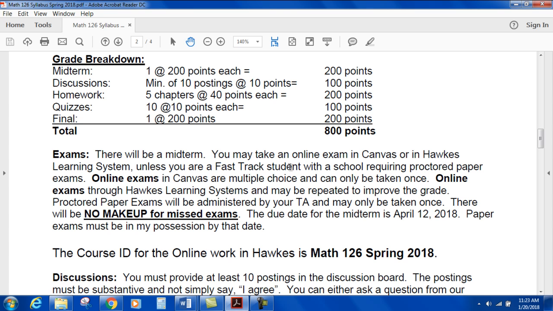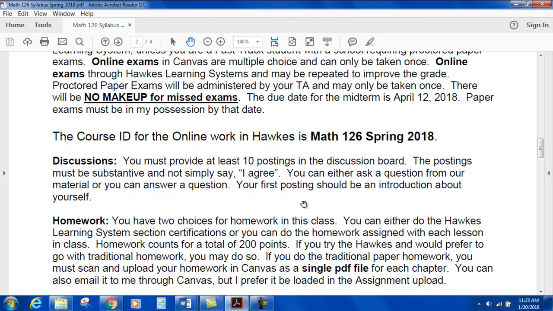But if you're in a fast track program, there might be a couple people in here in a fast track or in a proctored type of program. Trying to think of Jumpstart. There might be Jumpstart students, and so Jumpstart will be taking the paper exam, proctored exam. So if you're going to do your work in Hawkes, it's Math 126, Spring 2018.